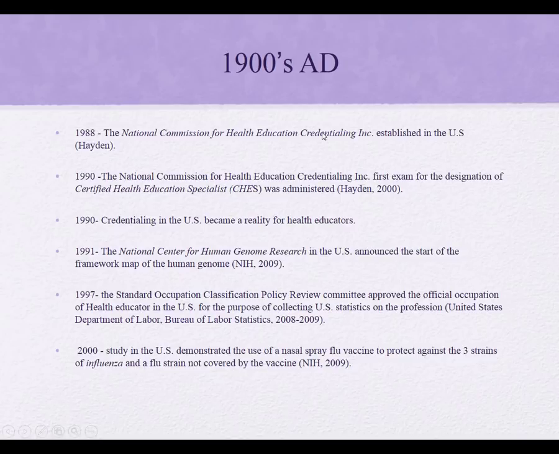The National Commission for Health Education Credentialing, NCHEC, which you heard a little bit about last week, was established in 1988. The CHES exam, which our master's students all take, came in 1990. Credentialing really started becoming a thing for health educators. The National Center for Human Genome Research announced the start of the framework map of the human genome, so genome mapping really started in the 90s. The Department of Labor recognized health education as an occupation in 1997. In 2000, they began looking at the nasal spray for the flu vaccine.